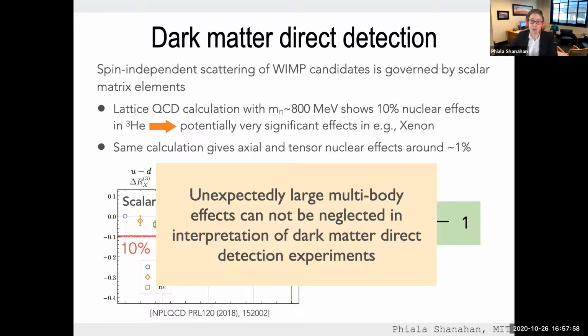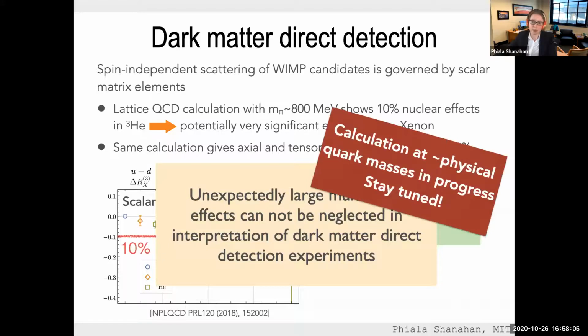Of course, these calculations have as yet uncontrolled systematics. I said the pion mass is larger than it is in nature. We're doing calculations at close to the physical quark masses, and we're going to try to go to larger nuclei as well. And so stay tuned.